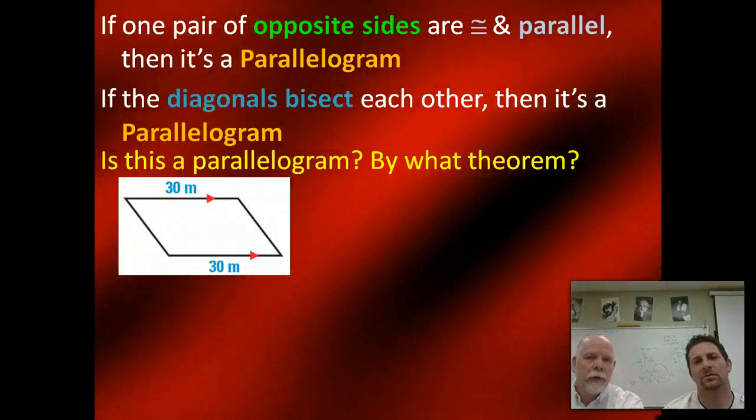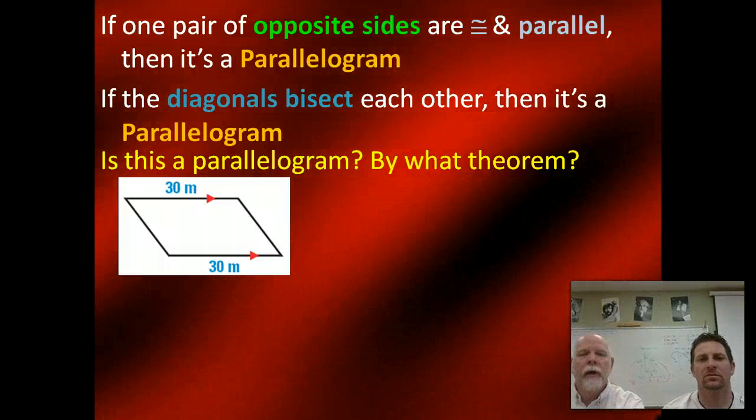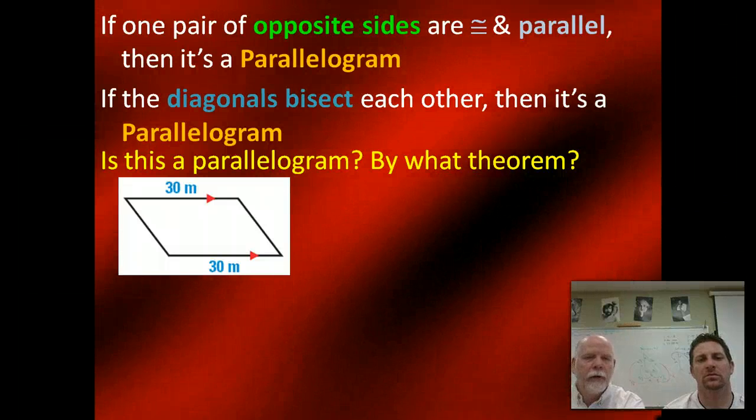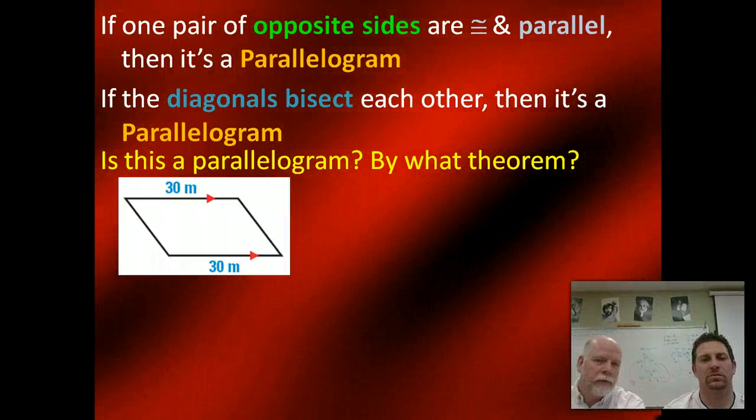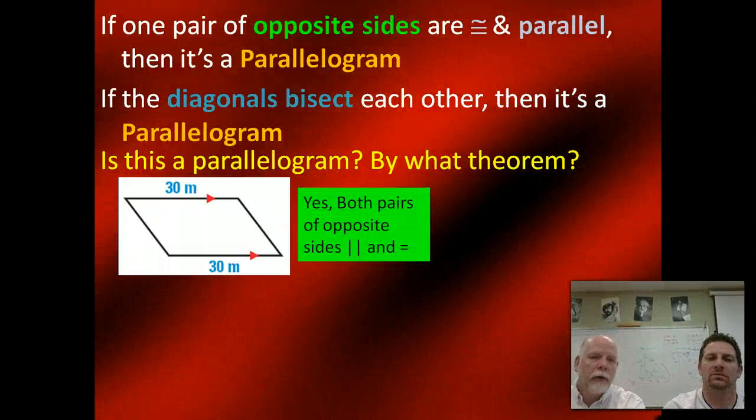So two new theorems there. Same type of questions. Is this a parallelogram, and by what theorem? We're looking at one pair of opposite sides, the top and the bottom of this shape. Remember, the little red arrow means that they are parallel, and they're both 30 meters long, so they are congruent. So one pair of opposite sides is parallel and congruent. That forces the other two sides to be parallel and congruent. Therefore, this has to be a parallelogram. So yes, it is a parallelogram because one pair of opposite sides is both parallel and congruent. I don't know why that says both pairs.